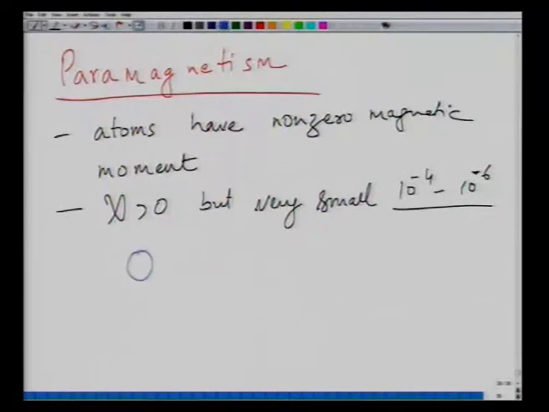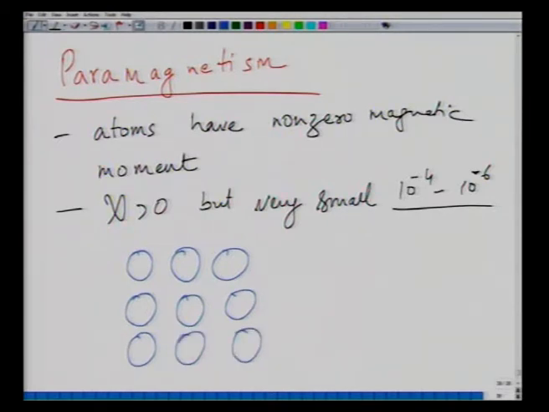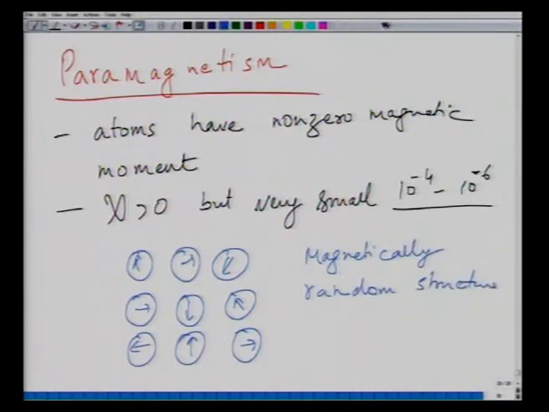So you have a picture in which you have these atoms, and these atoms will have magnetic moments in all the directions. So this is basically a magnetically random structure. As a result, mu net is equal to 0 when H is equal to 0. So when you don't have any magnetic field, the net magnetic moment is 0.